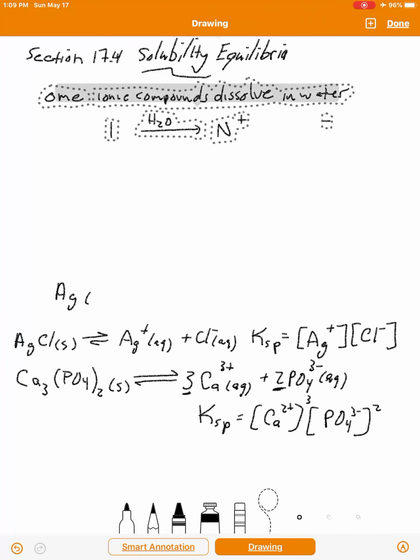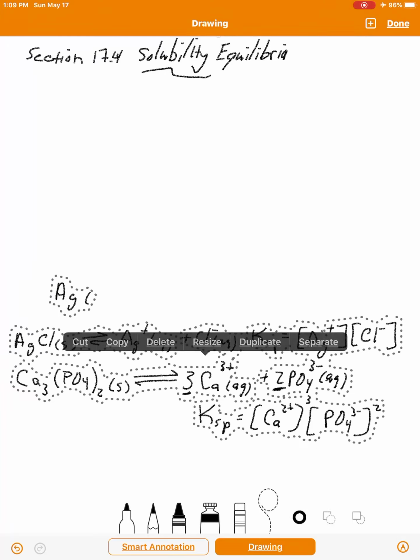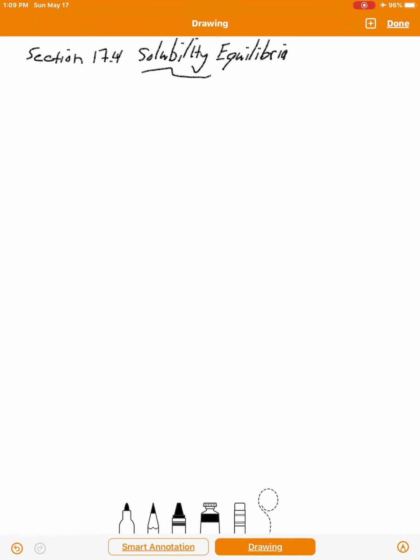The first one is we're going to know the value of KSP, and then from that we're going to find the solubility of the salt. Okay, so the example I'm going to show you is silver bromide. So silver bromide, AgBr, it's like silver chloride, not very soluble in water.